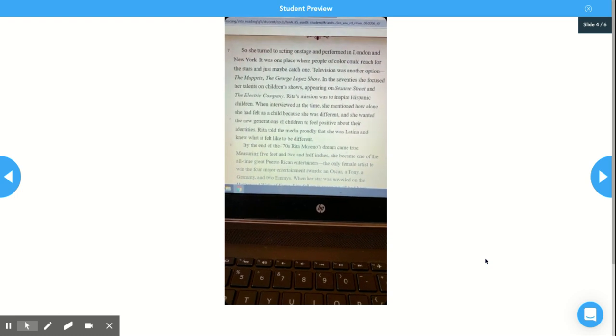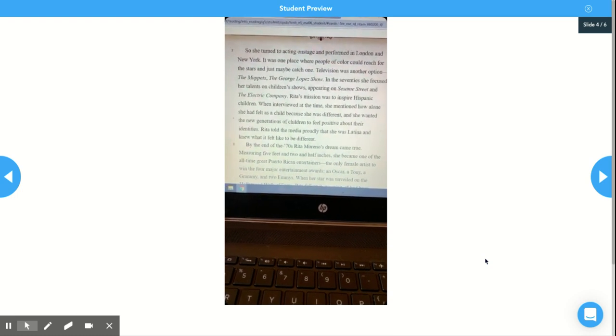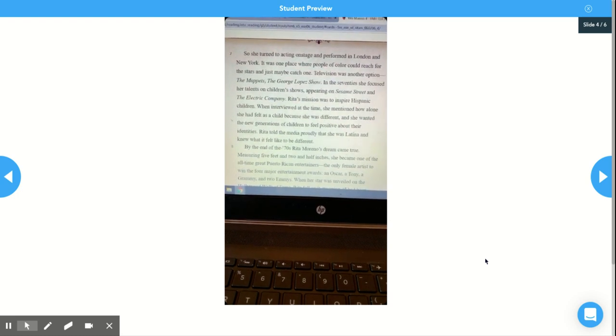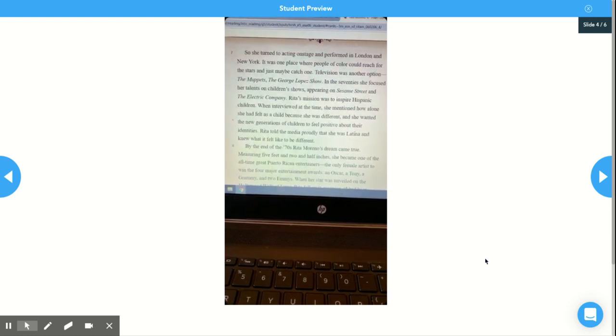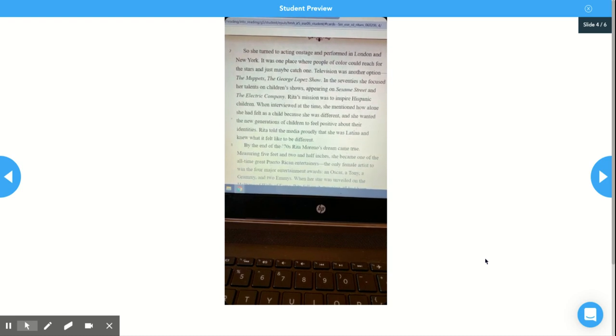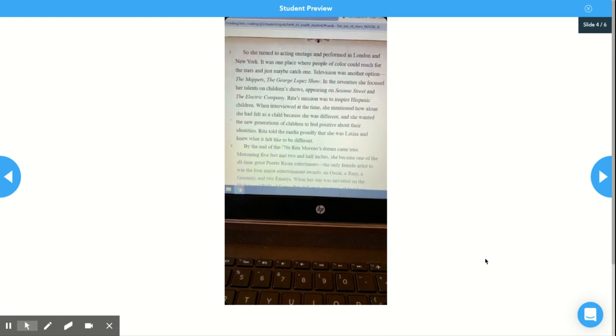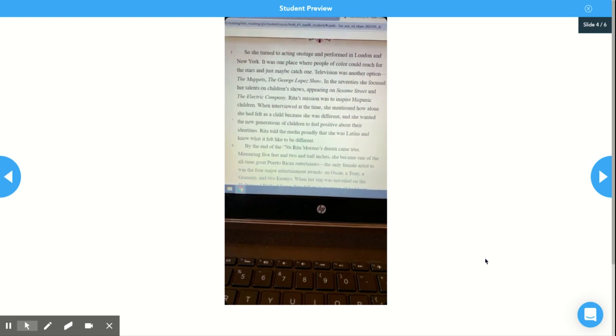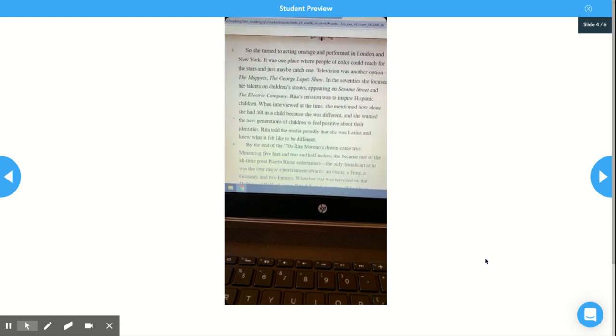Rita's mission was to inspire Hispanic children. When interviewed at the time, she mentioned how alone she had felt as a child because she was different, and she wanted the new generations of children to feel positive about their identities. Rita told the media proudly that she was Latina and knew what it felt like to be different.